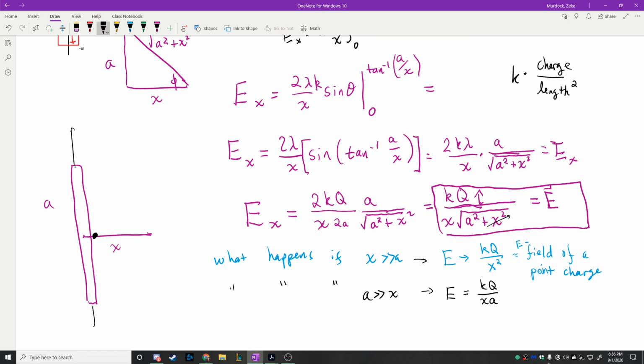We can even go farther. Well, if a is significantly bigger than x, if I do a squared plus x squared, it just becomes a squared under the denominator, right? So just basically let this go to 0. Not x itself, but within the thing here, make it go to 0. And then you have square root of a squared, which is just a. So you have kqx and then just a, basically.